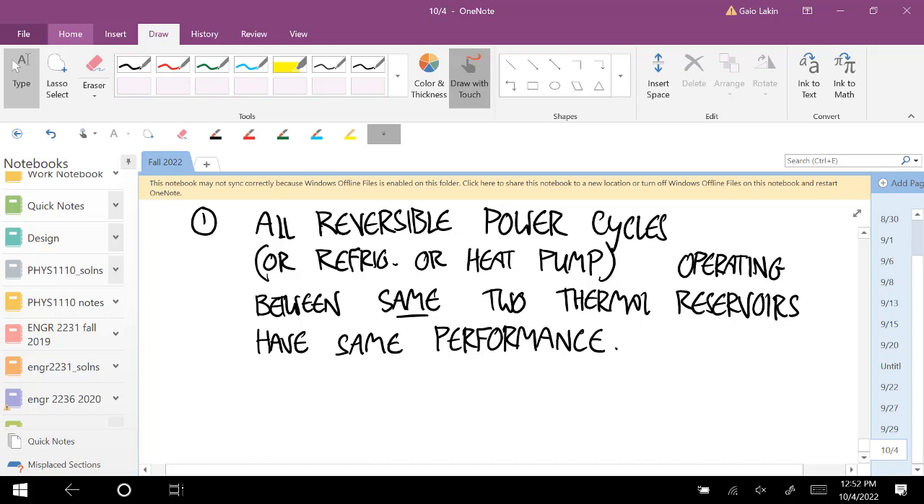If you're still dealing with those same heights, you could have this skier doing this for 50 miles, and at the end, that skier's speed is going to be the same as if they went straight down the hill. So that's the deal here with fully reversible power cycles. If you're operating with the same hot reservoir and the same cold reservoir, you're going to produce the same amount of work.